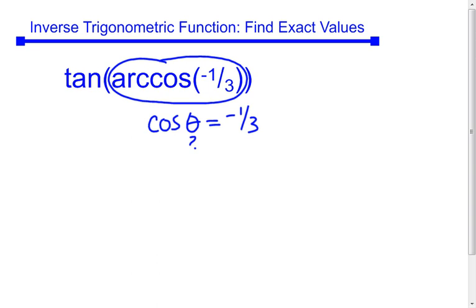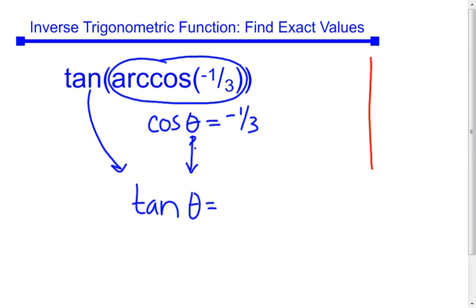In the end, though, my goal is to be able to figure out tangent at whatever spot this happened at. And again, I don't know what angle it happens at, but I can figure out the tangent value because I can use the fact that cosine is negative 1/3 to figure out tangent.